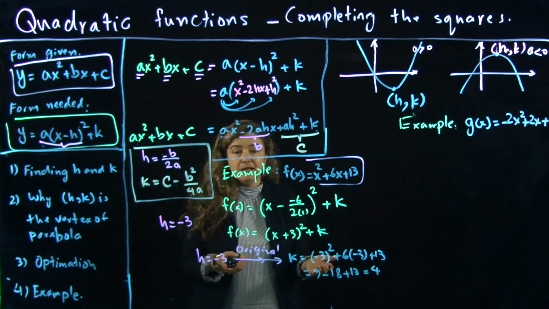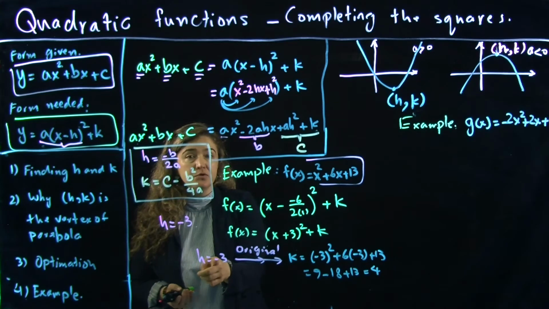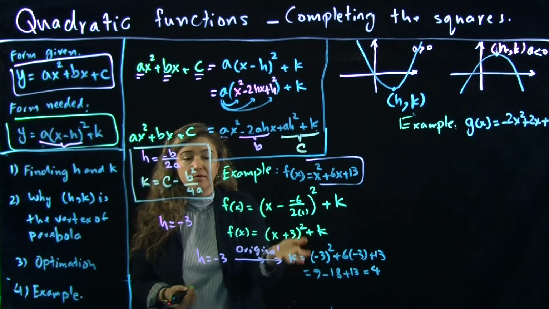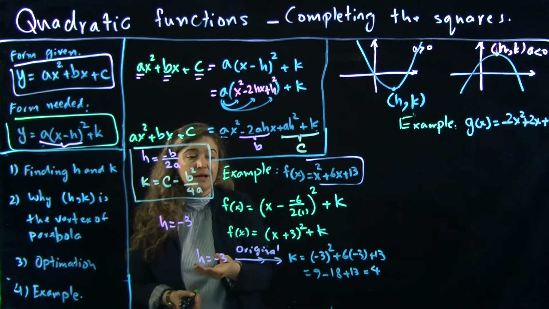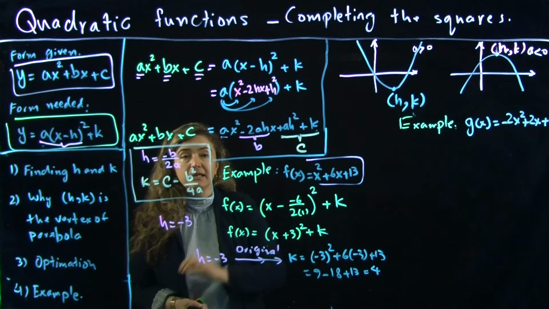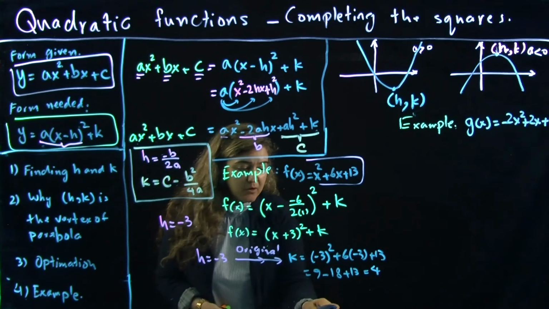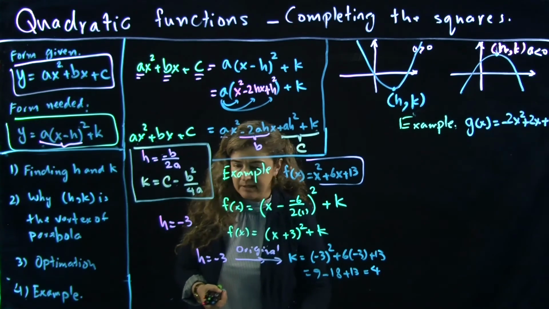So again, why did I do this part? Because I know h is going to be the x value of the vertex. If I plug it into the original, it should give me the y value of the vertex, and k is the y value of the vertex. There is, however, another method of doing this. So let's write this down.